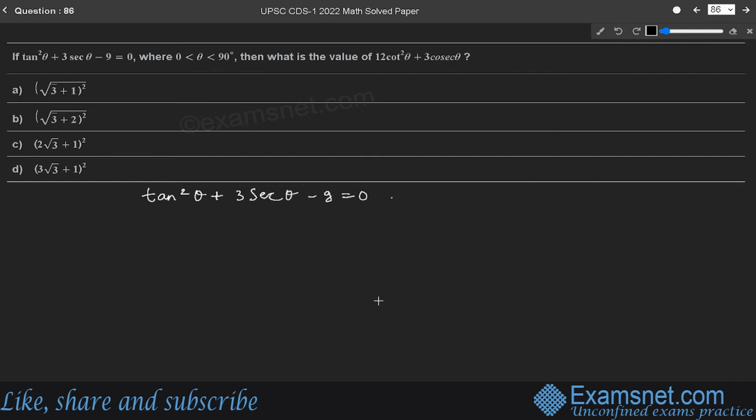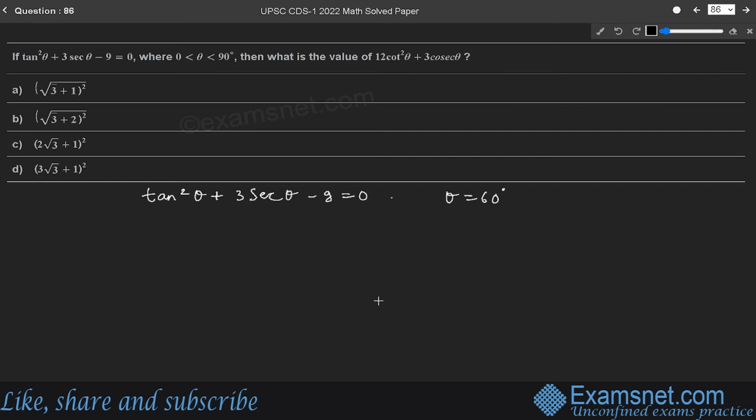We know that since the RHS is a rational number, the LHS should also be rational. So 3 sec theta must be rational, because tan square theta and 9 are rational numbers. Now we have to think about on which theta sec theta is rational. So we get theta is equal to 60 degree. On 60 degree, sec theta is rational.